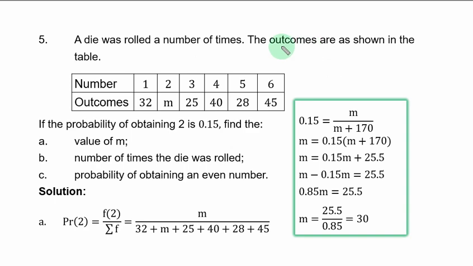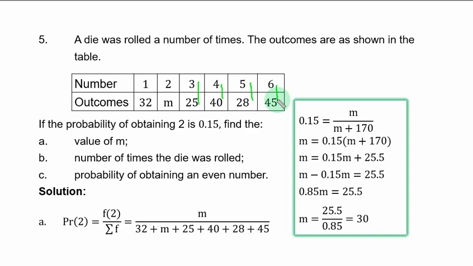Question 5. A die was rolled a number of times. The outcomes are as shown in the table. You have numbers 1 to 6. Of course, you know a die has 6 sides. Now the outcomes: 1 appeared 32 times, 2 is m times, 3 is 25 times, 4 is 40 times, 5 is 28 times, 6 is 45 times.